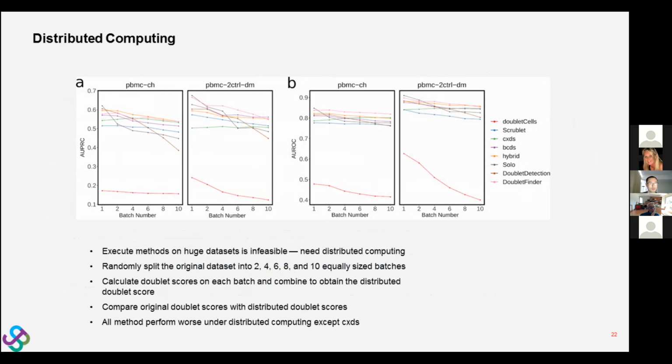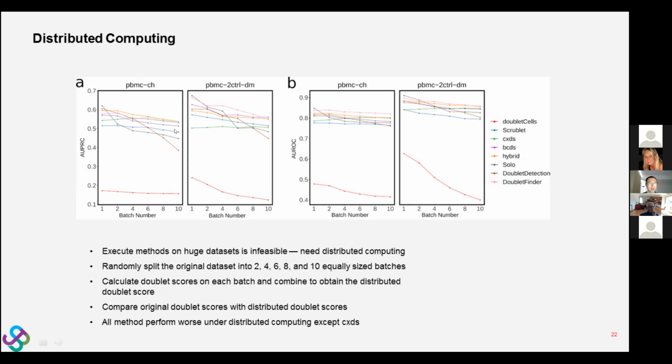The idea is that if we have a very huge data set, say millions of cells, it's very difficult to run all of them on one computer. So in that case, people want to use distributed computing to divide them into small batches and use different computers to calculate all those small batches and then get different doublet scores and combine them together and do the following analysis. So we simulate that scenario by dividing the data set into 2 up to 10 batches, calculate and merge them together, and calculate their performance.